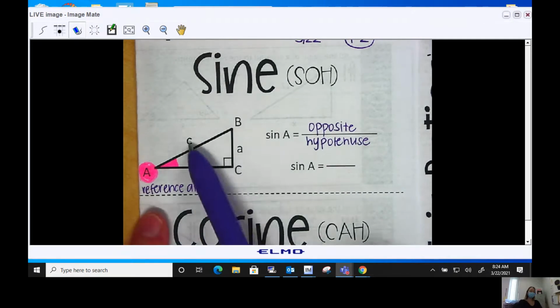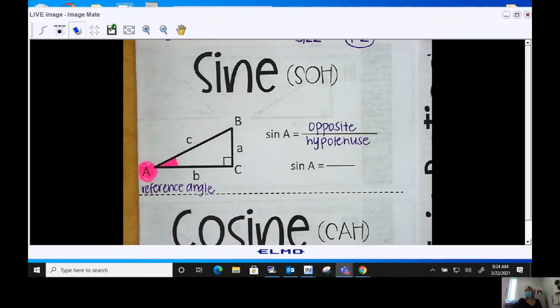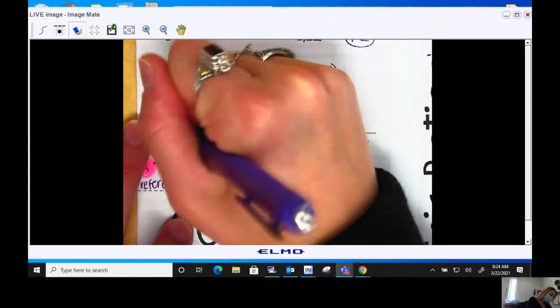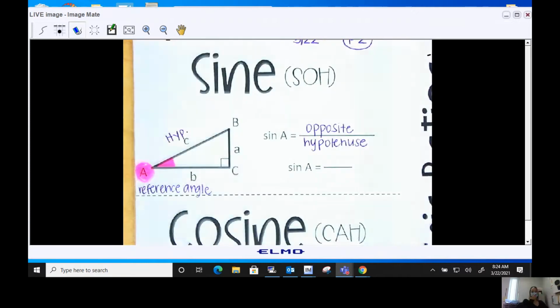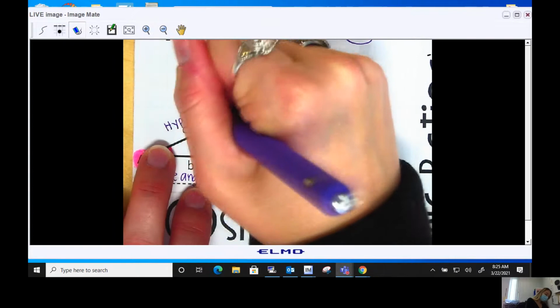So if you're looking at these three lowercase letters here, which one of these three lowercase letters is across from the 90 degrees? C. So this side over here is my hypotenuse. I'm just going to put H by P for hypotenuse. Right? It's across from the 90.